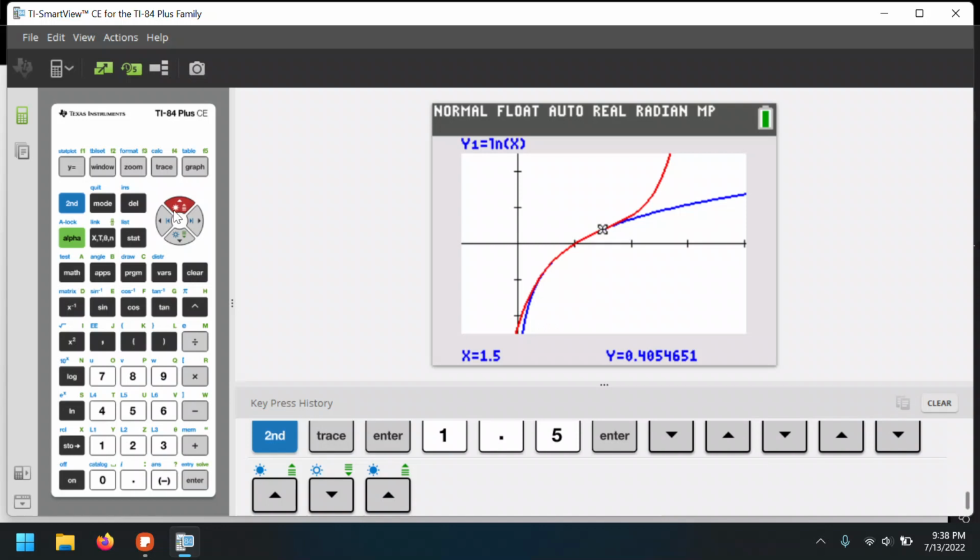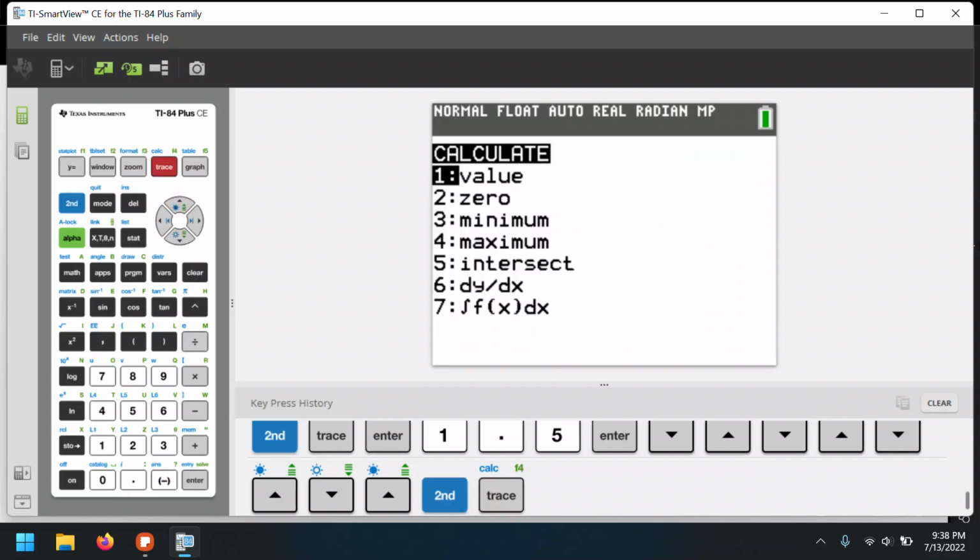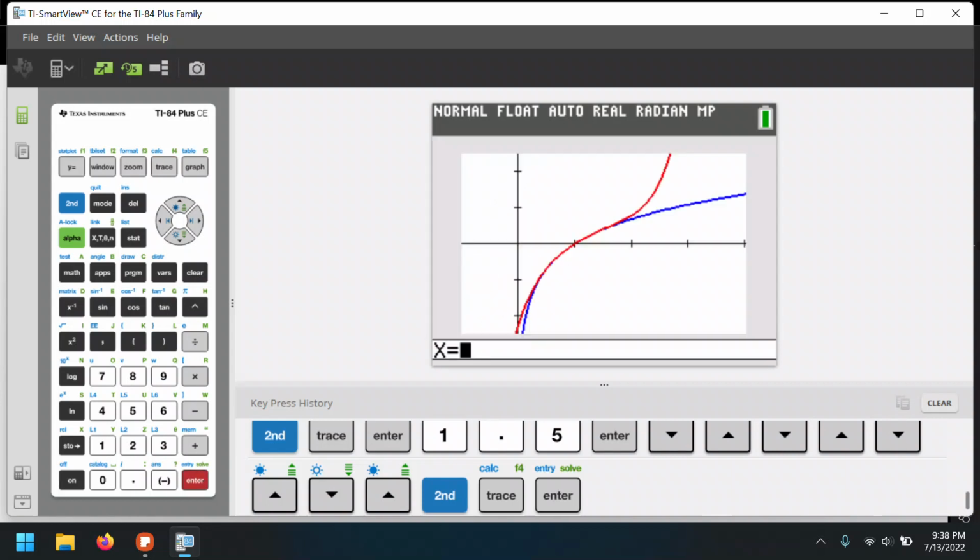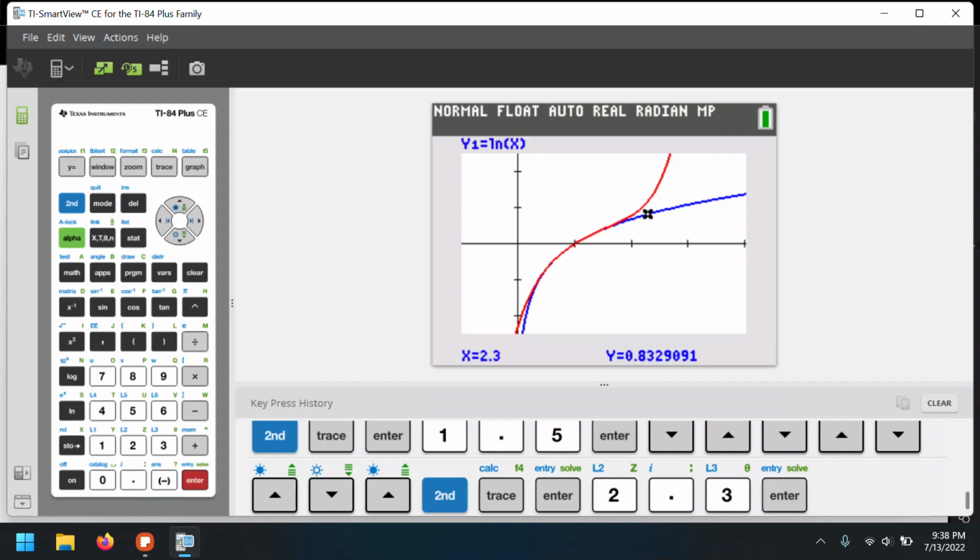Now, what if I wanted to approximate instead a second value, and let's see, 2.3? All right, how about 2.3? Okay, on the natural log function I'm getting the actual value, that's 0.8329091. That's the actual value. But let's have a look at the approximated value. Do you see how far off the approximated value is from the actual value? It's not a good approximation.